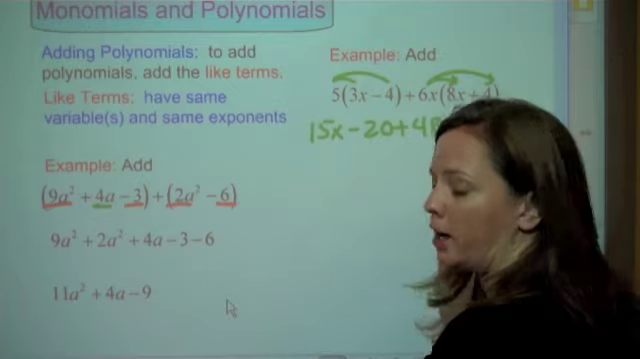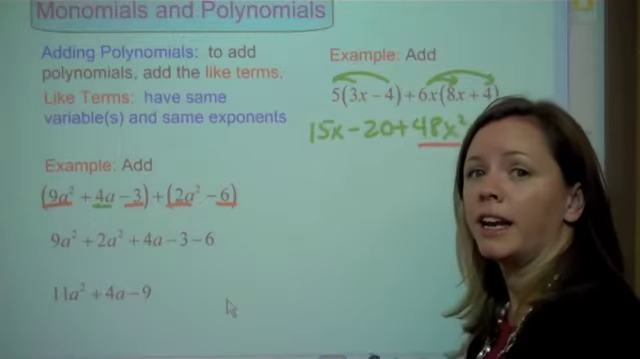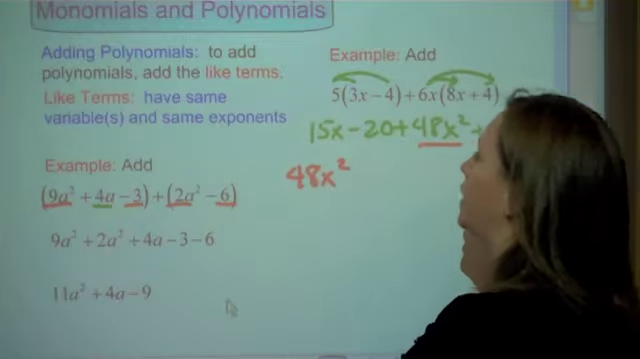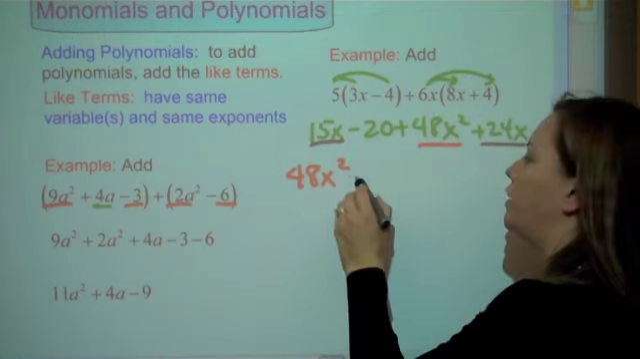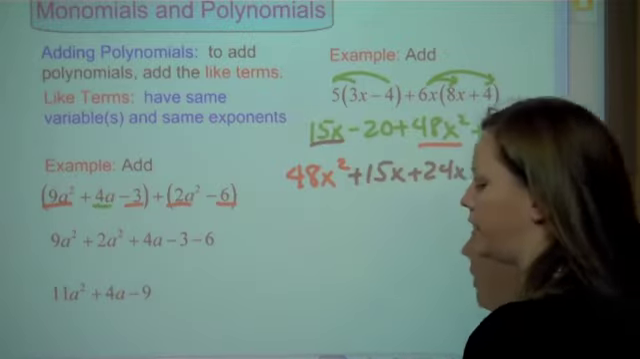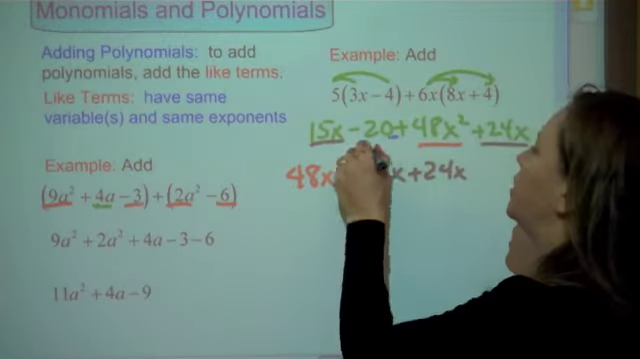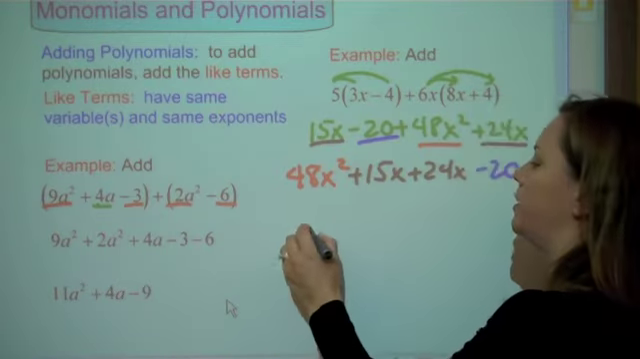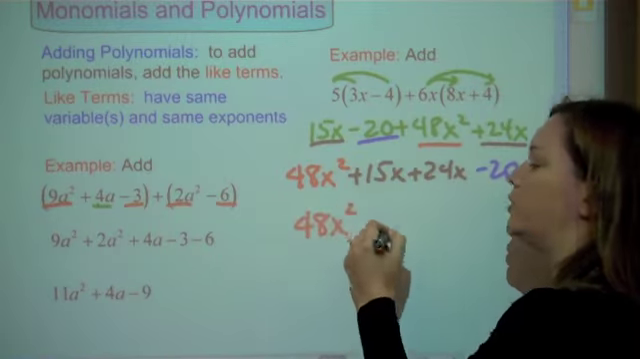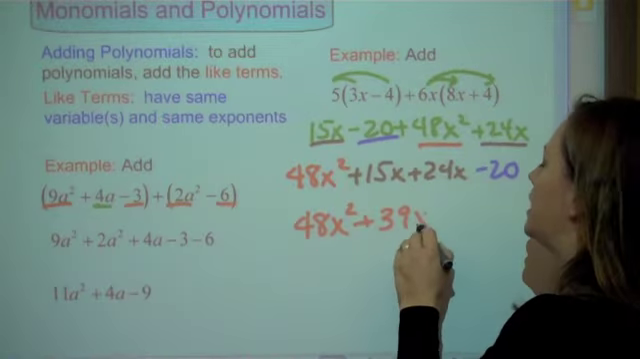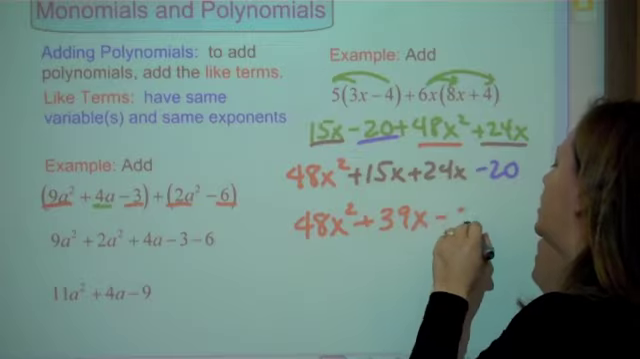So let's identify our like terms. 48x squared is the only x squared term. Then we're going to have 15x and 24x, so we will be able to add those two together. And then we have only one constant, negative 20. So let's simplify this. We're going to have 48x squared, it's the only x squared term. 15 plus 24 is 39x, and then minus 20.